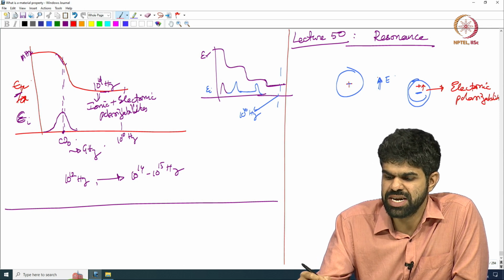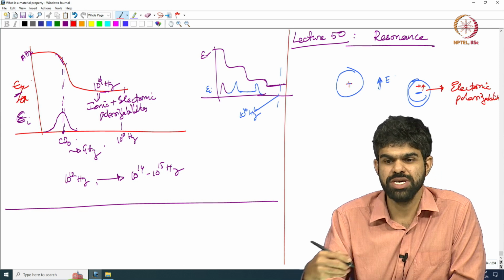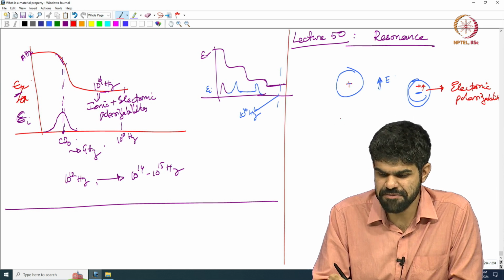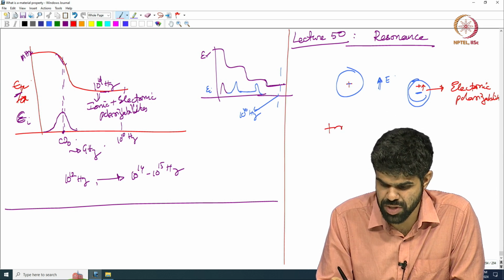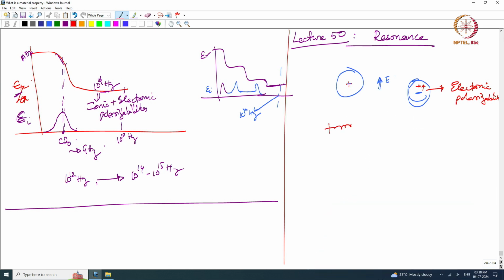If I remove this electric field, this will go back. So here it is as if I have a spring connecting a positive and a negative ion. The electric field is trying to extend the spring and then compress the spring. So if I remove the electric field, this will start going back to the center, so the centers again merge.